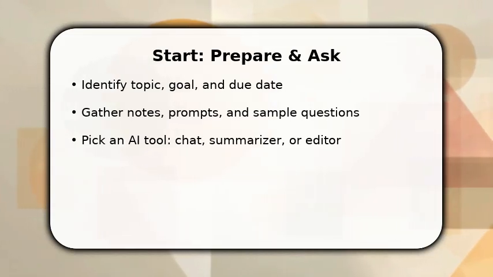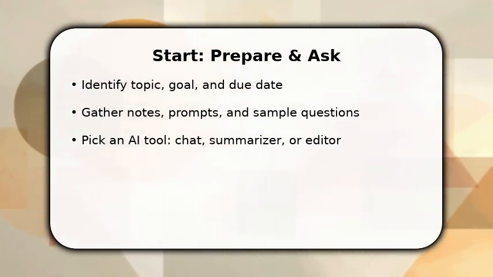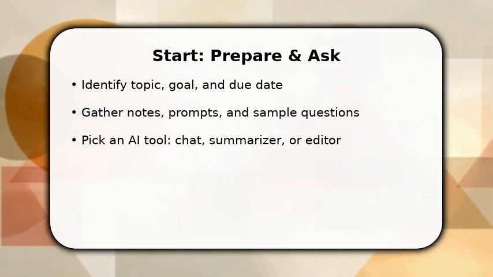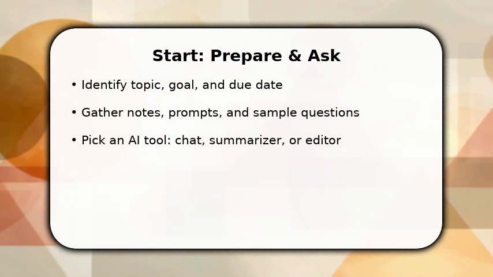You begin by defining the assignment and the exact goal you want AI to help with. Be specific about scope and due date. Once done, collect your notes, textbook snippets, and any rubric details so the model has context.